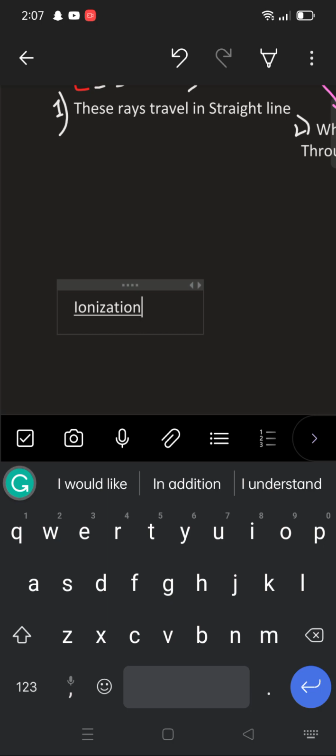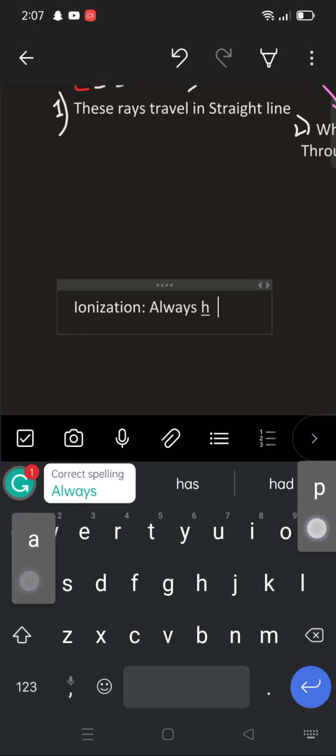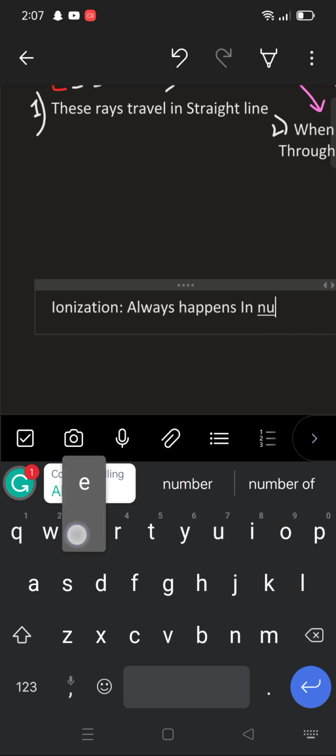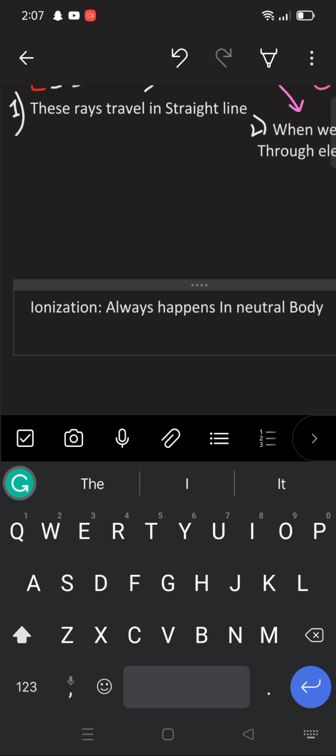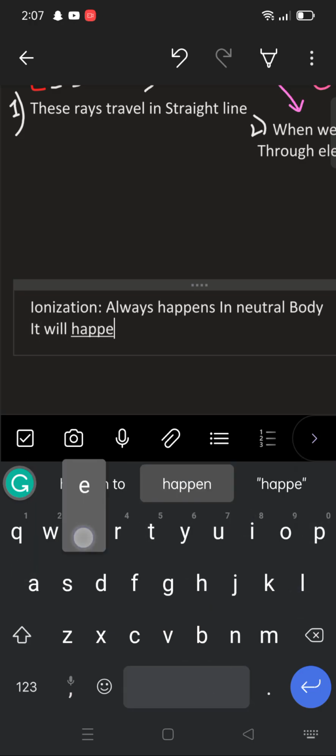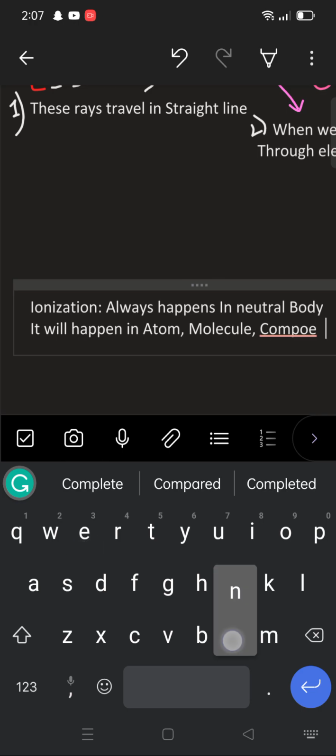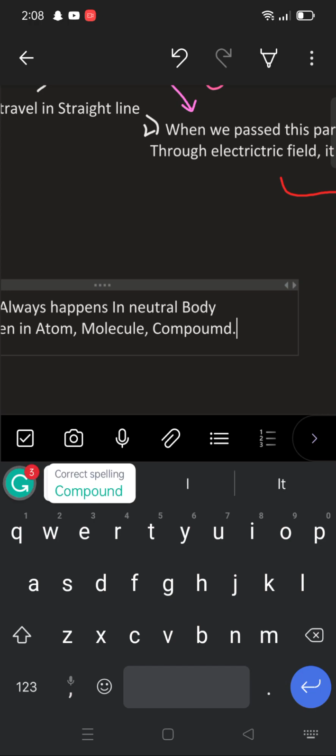Ionization, what is it? It always happens in a neutral body. For example, it will happen in an atom, because we know that an atom is neutral, right? It will happen in a molecule, since a molecule is neutral as well. It will happen in a compound, since a compound is neutral as well. So it will happen in every neutral body.